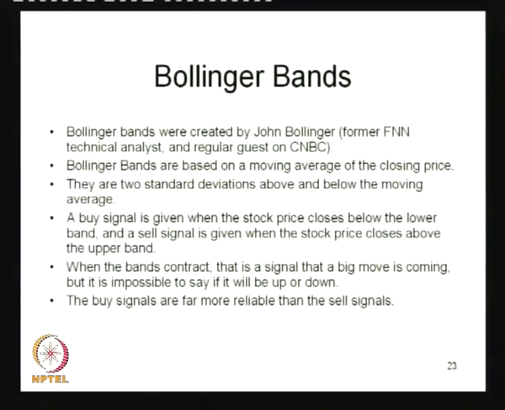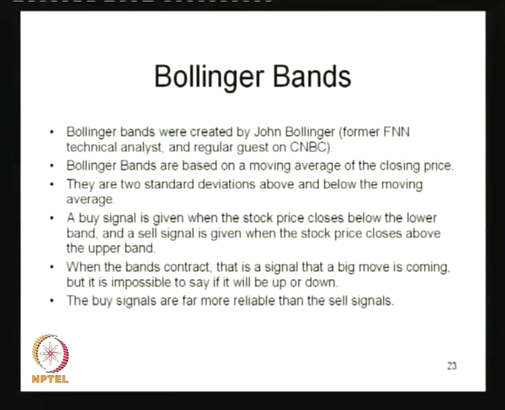Then what exactly do we do here? The Bollinger Bands are nothing but two standard deviations above and below the moving average. From there we can say that if you see the stock price closes below the lower band, there is an expectation that the price will go up in the future, which is why you should buy the particular stock. But if the stock price closes above the upper band, that means the upward movement is already reflected. So, in the future we can guess that the price may go down.